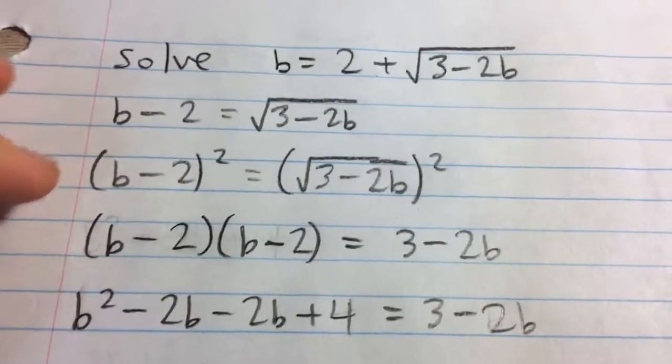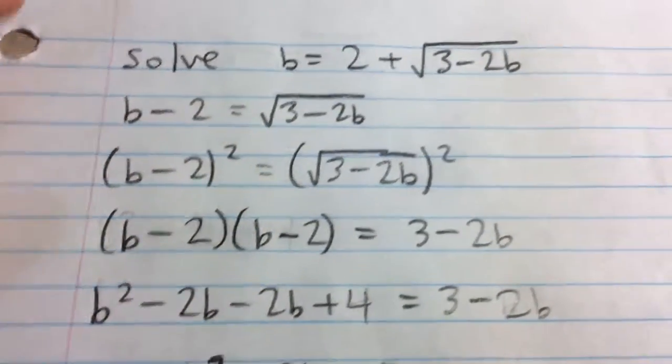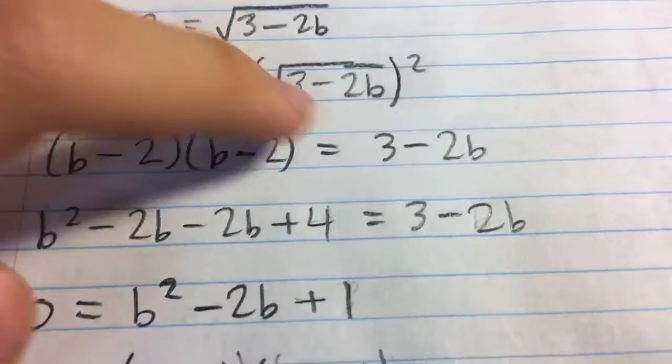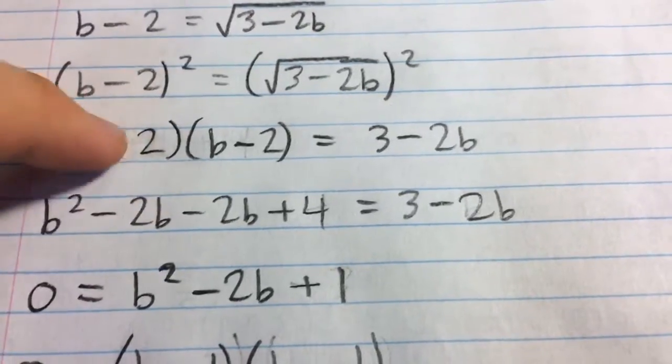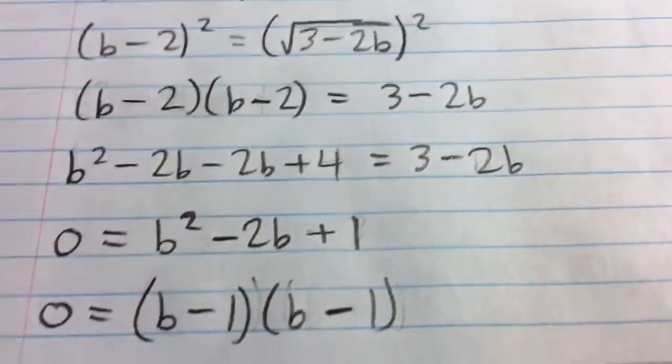On the left side, we squared b minus 2, so that's equivalent to saying b minus 2 times b minus 2. And if we FOIL it out or distribute or multiply these two binomials, we'll get b squared minus 2b plus 4, and that's equal to the right side.